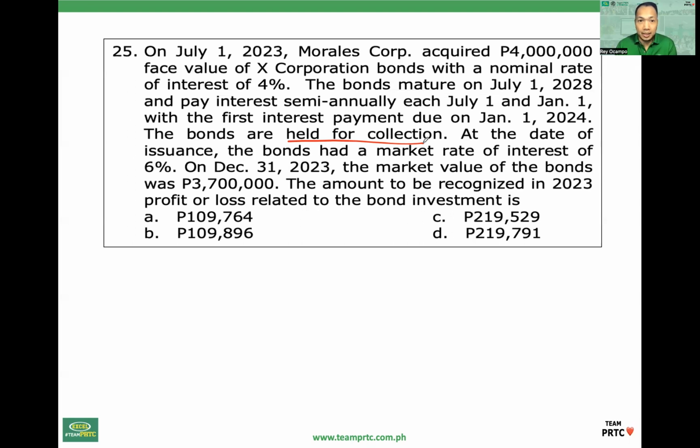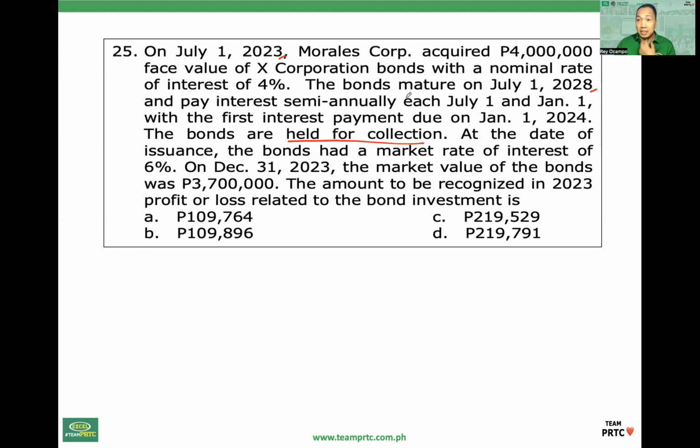Okay, so unfortunately, the initial amount was not given, so we need to compute it. Okay, so here's the background. Acquired on July 1, 2023. Face value 4 million. Nominal rate 4%. Term 5 years. And interest is paid semi-annually, July 1 and January 1.